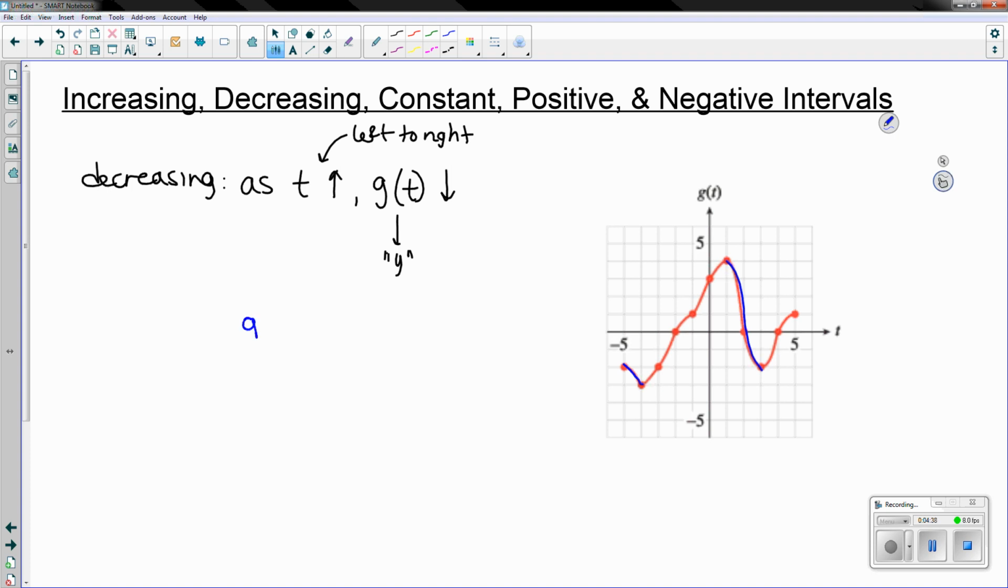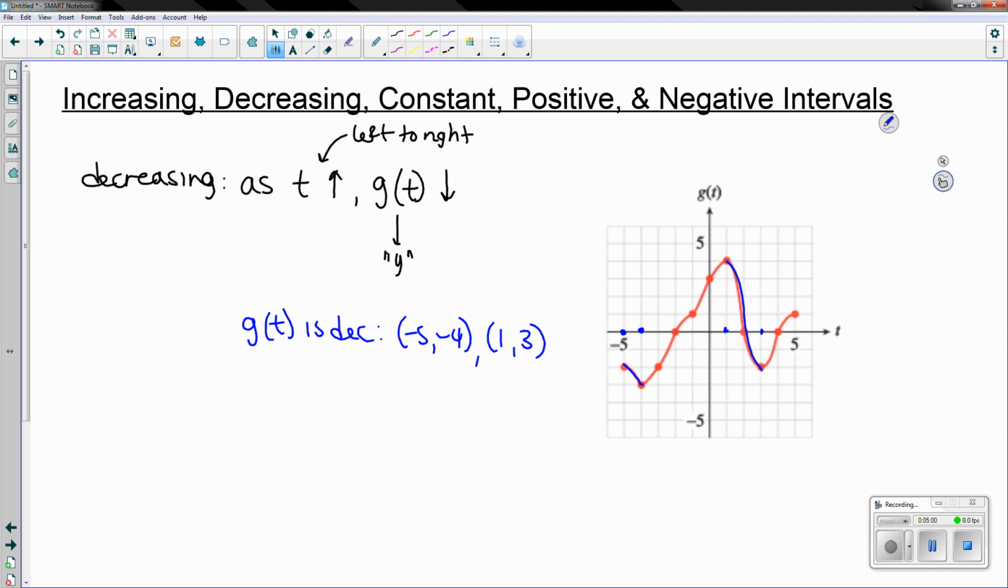So we're going to say g of t is decreasing. The first interval from -5 to -4 on the input axis. For the second one, we're going from 1 to 3. And there you go. Those are the two intervals on which something is decreasing.